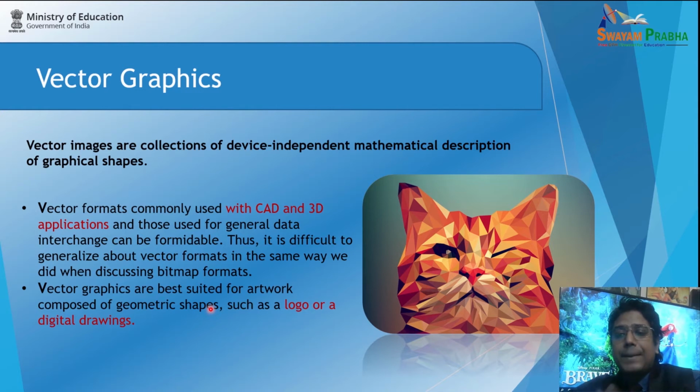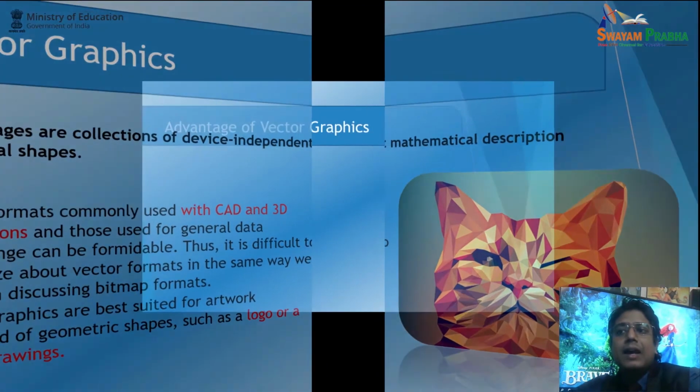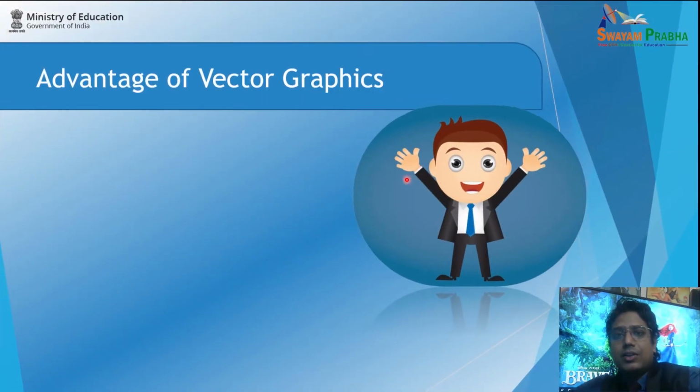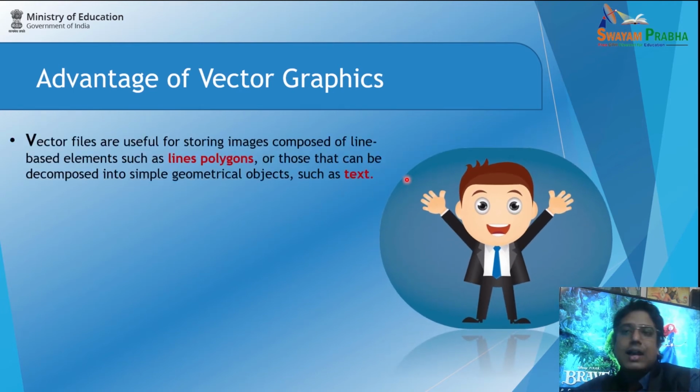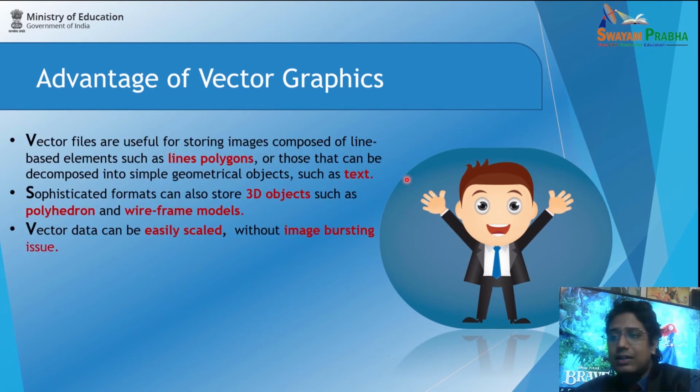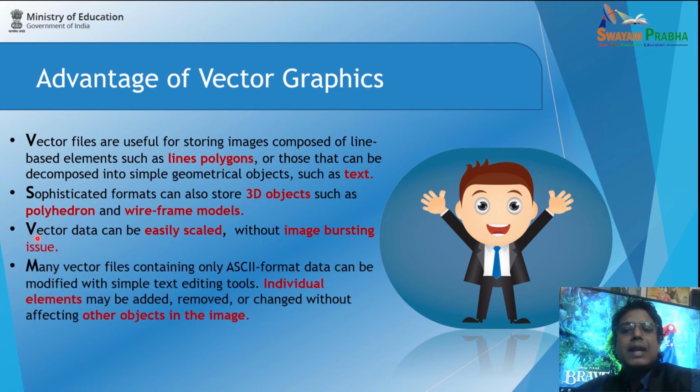So vector graphics are best suited for artwork composed of geometric shapes, like, as I said, a logo or digital drawings. If you have to create such kinds of drawings, then you can go with vector graphics elements. Now coming to the advantages of vector graphics. Definitely, like I tell you, every data type has advantages and every data type has disadvantages also. As I stated earlier, this is a main advantage: vector data can be easily scaled without image bursting issues, right?